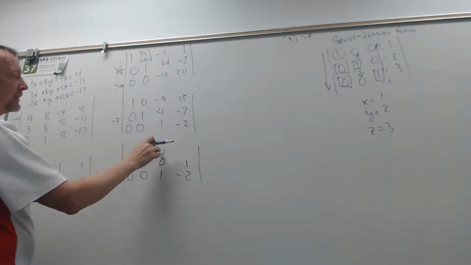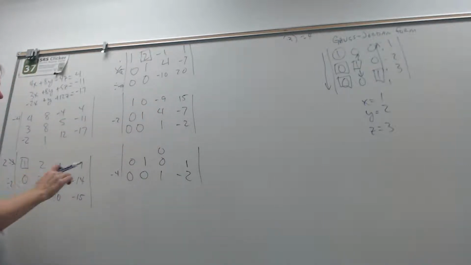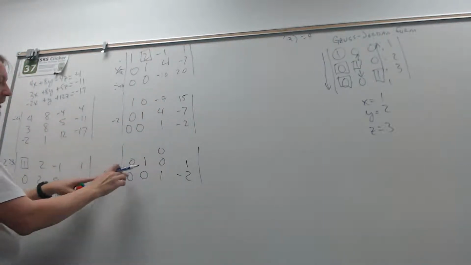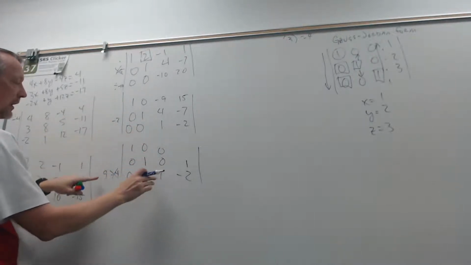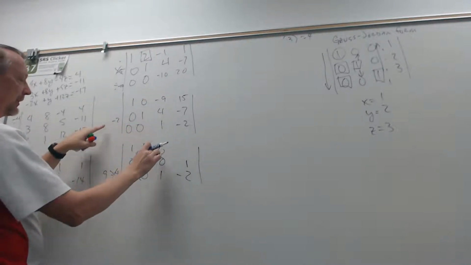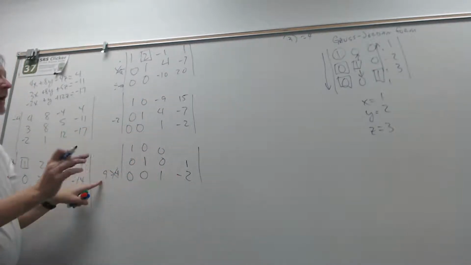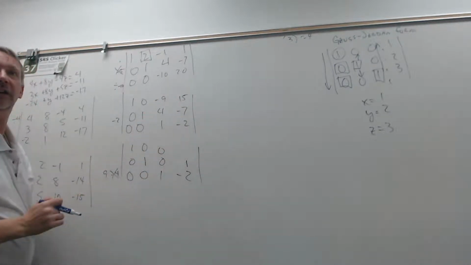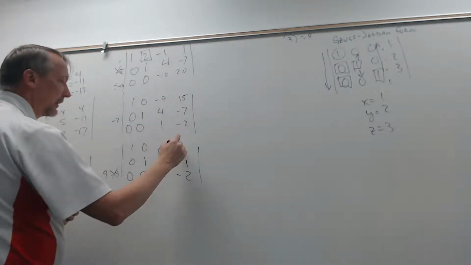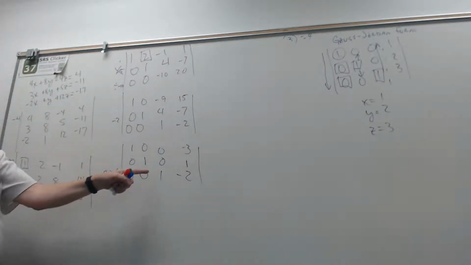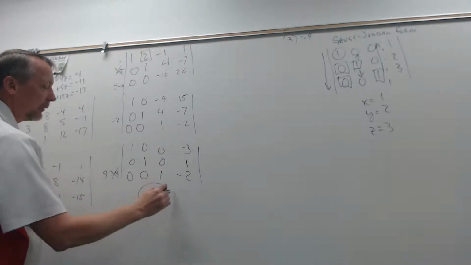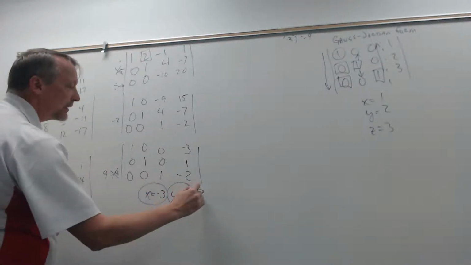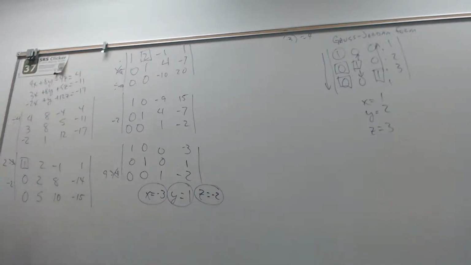Now, how do I get the 0 here when I've got a -9? Times the bottom row by 9. I'm going to multiply the bottom row by 9. So 0 and 1 is 1. 0 and 0 is 0. 9 minus 9 is 0. 9 times -2 is -18 plus 15, -3. Okay, so what does this represent now? X equals -3. Y equals 1. Z equals -2. There you go. So that is Gauss-Jordan elimination.